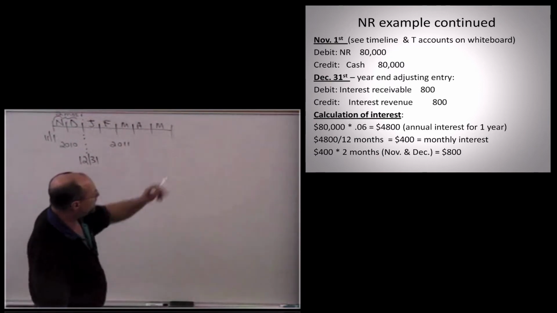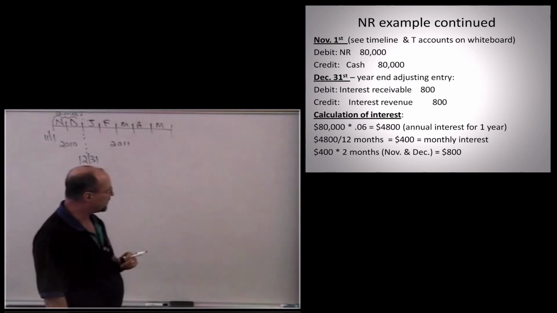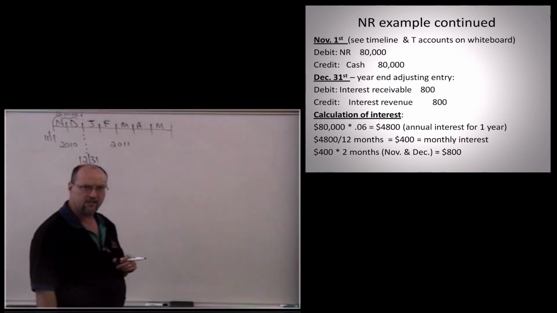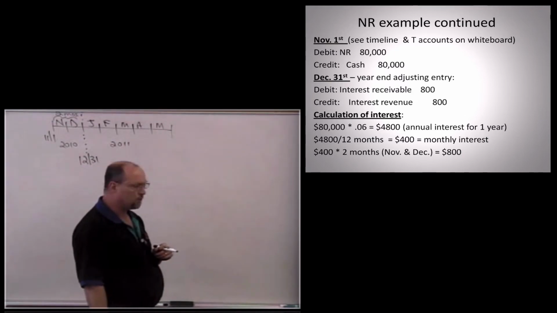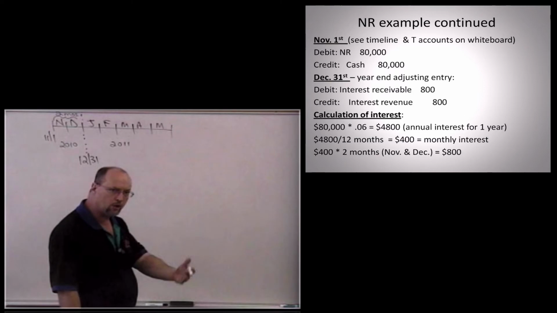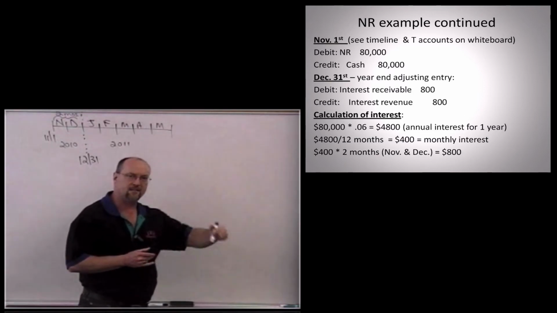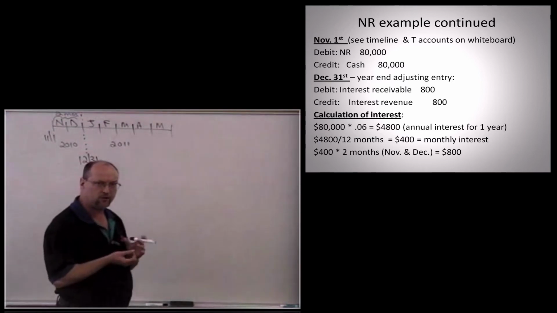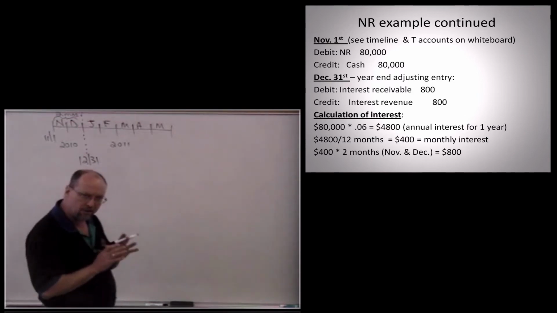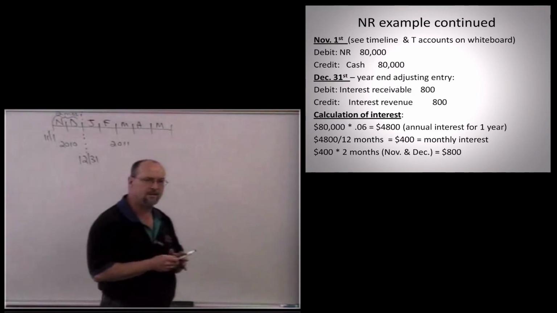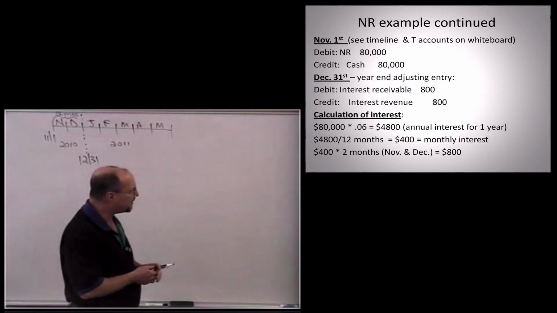Okay, so November 1st, when I make the loan, my journal entry is debit note receivable, $80,000, credit cash, $80,000. December 31st, and this is an adjusting entry, I have to accrue interest that I'm owed. I've earned it. I'm not going to collect it till the following year, so I'm going to have interest receivable. We mentioned that at the beginning. And I'm going to have interest revenue because I've earned it. We recognize revenue in the time period that we earned it. Revenue recognition rule. Okay, so how did I get $800?